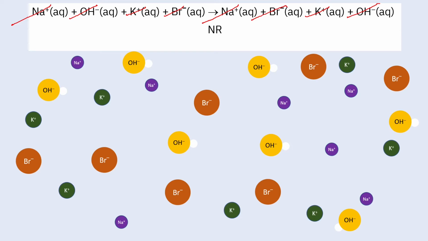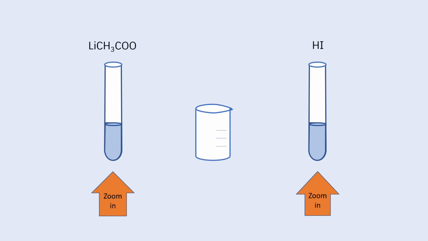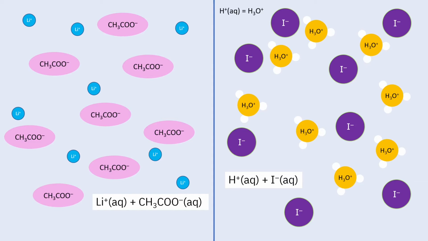Now let's look at another reaction. This one has a lithium acetate solution reacting with a solution of hydrogen iodide. Let's zoom in and look at what is going on in these solutions. Lithium acetate is an ionic compound that is soluble in water, so we have lithium ions and acetate ions floating around in solution. In the hydroiodic acid solution, we have iodide ions and hydronium ions. Remember that H+, as soon as it forms, gloms onto a water molecule to form H3O+.